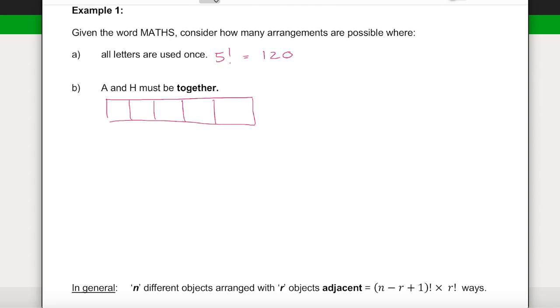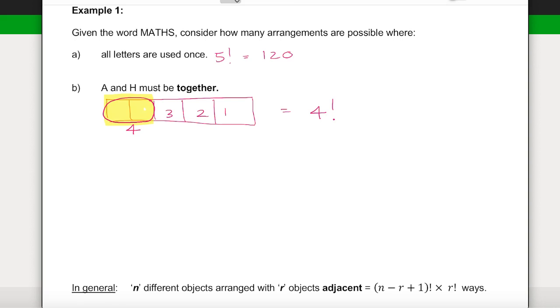So what we're going to do is consider A and H to be one unit. Okay, so we're going to call that one unit. We're going to bind them together. So now, instead of 5 objects to arrange, we only have 4 objects to arrange, and then we can place them. So 4, 3, 2, 1. So with A and H being together, we now have 4 factorial.